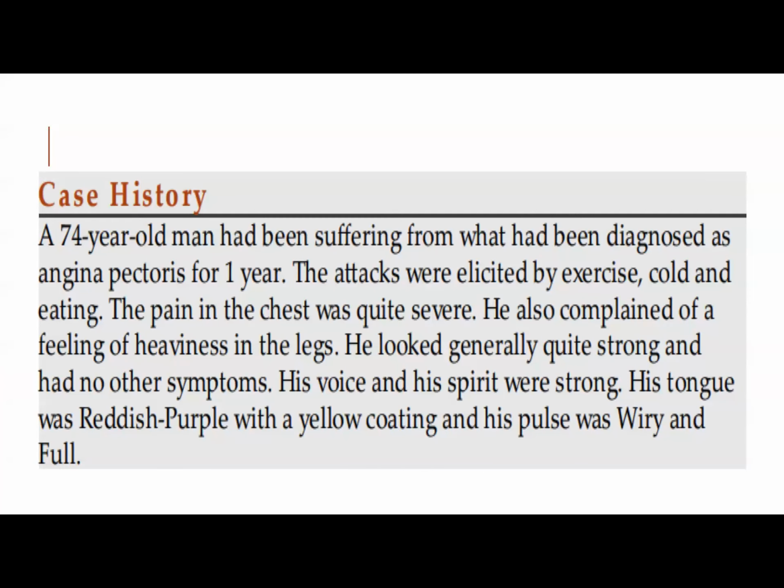Case history. We have a 74-year-old man who had been suffering from angina pectoris for 1 year. The attacks were elicited by exercise, by cold, and by eating. Pain in the chest was quite severe. He also complained of a feeling of heaviness in the legs. He looked generally quite strong and had no other symptoms. His voice and his spirit were strong. His tongue was reddish purple with yellow coating. Pulse was wiry and full.